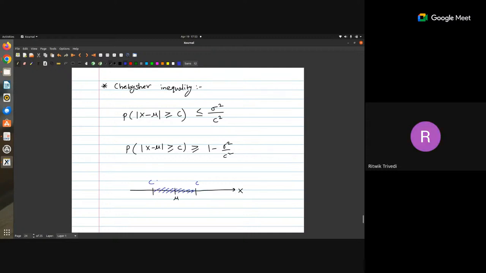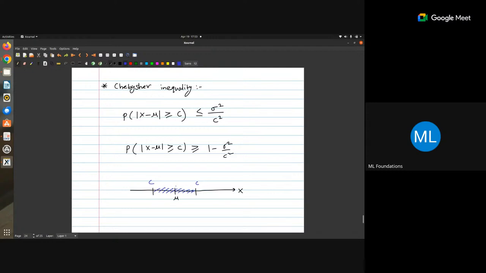Yes. Shouldn't the second one be the opposite of it? Sorry, you have changed the sign. Okay, I didn't see that. So we are getting an interval here, right? If it is outside the interval, what is the probability, and if it is inside the interval, what is the probability? Outside will be sigma square by c square, inside will be 1 minus sigma square by c square.